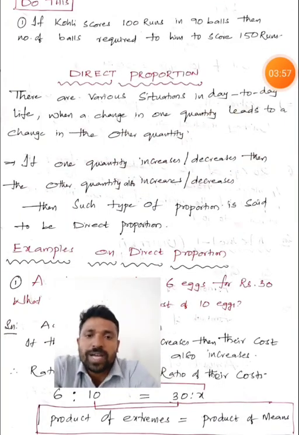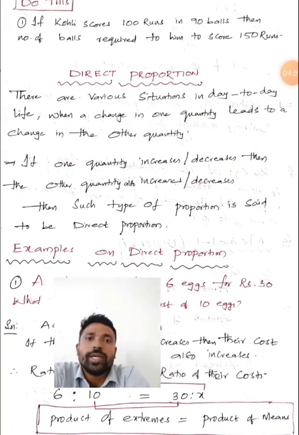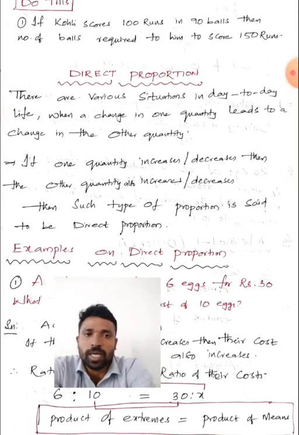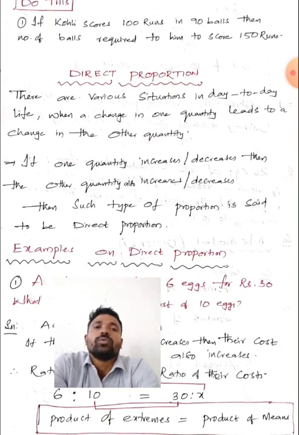Okay, now it's time for assignment work. As we know about the unitary method, all of you do this problem by using the unitary method. I will read the question once. If Kohli scores 100 runs in 90 balls, then how many balls does he require to score 150 runs? You have to do this problem by using the unitary method. First find the 1 unit value, then afterwards multiply with the required number of units.